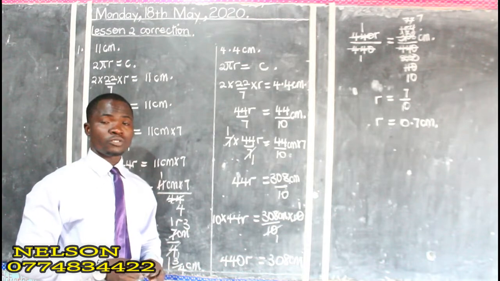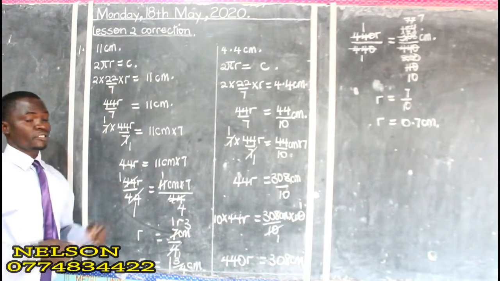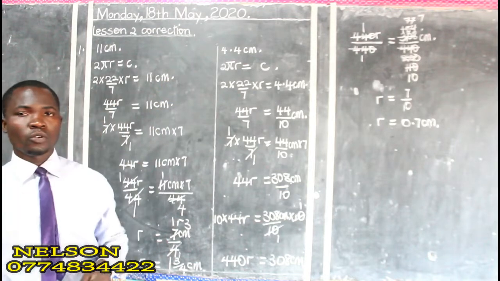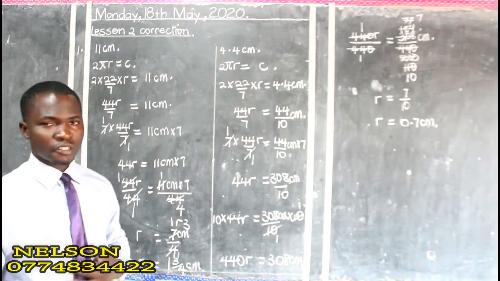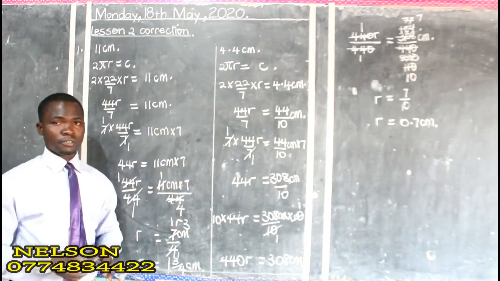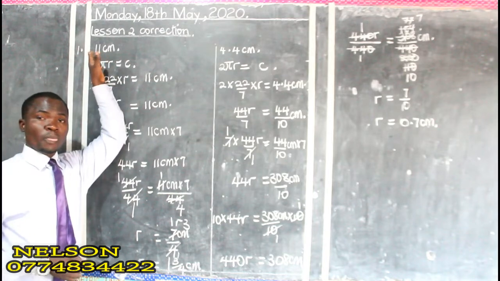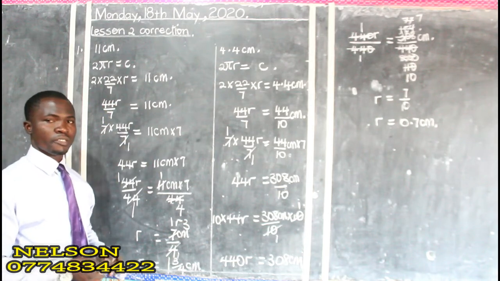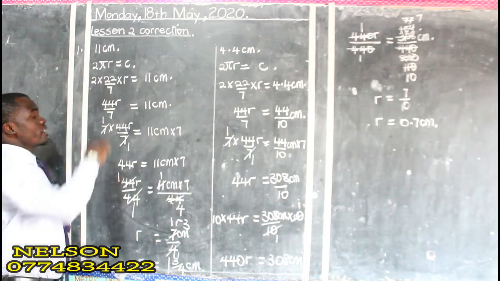Before we begin the next lesson, we shall begin with corrections of our previous lesson. In our previous lesson, we were looking at finding radius when circumference is given. Lesson 2, correction. We have this question here, and we were given 11 as our circumference, and our formula for finding circumference is here.